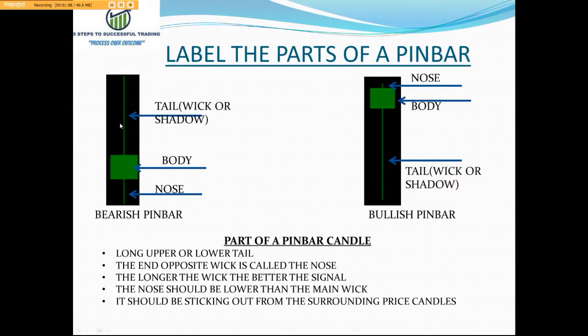So now let's label the different parts of the pin bar. This is a tail, wick or shadow. This is the body. That's the nose. Okay, nose, body, tail. This is what we call a bearish pin bar. Even if it's green, this is what we call a bullish pin bar. So the parts are the long upper or lower tail, and the end opposite the wick is called the nose.